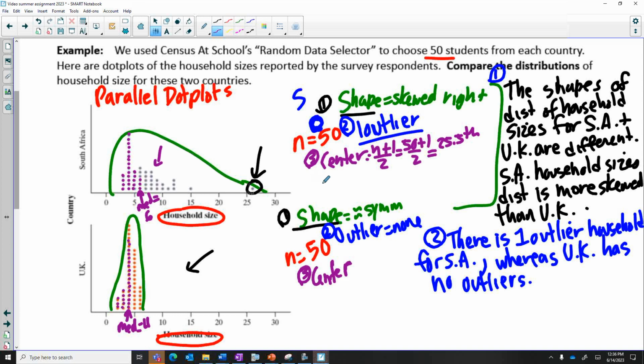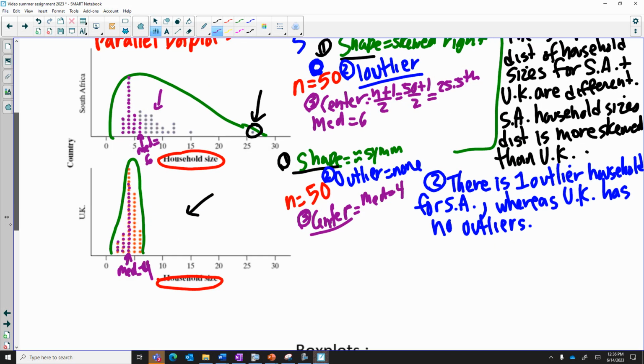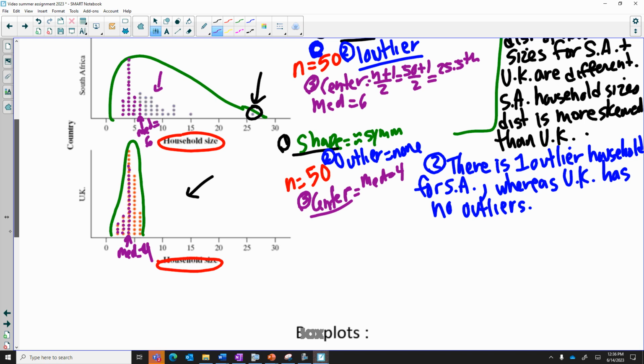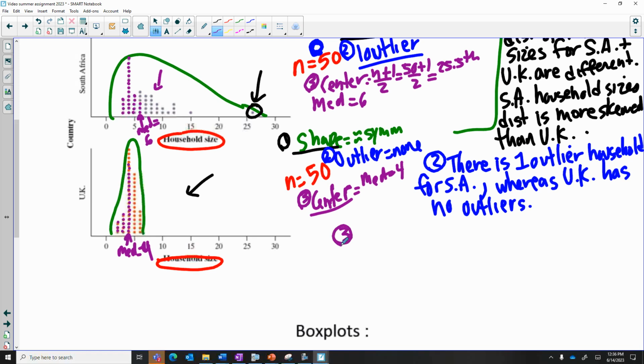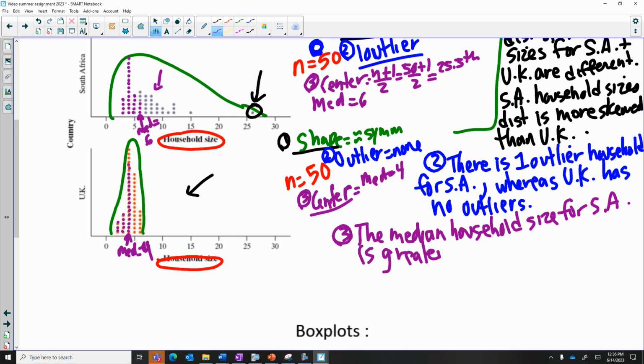Now, you don't actually have to find those medians in this kind of comparative question. All you have to do is make a comparative sentence. So all you have to do is say the median household size for South Africa is greater than the median household size for UK. And that's it. That's the comparison. Because I'm using the keyword greater than, I'm using comparative language and I'm good to go on that.